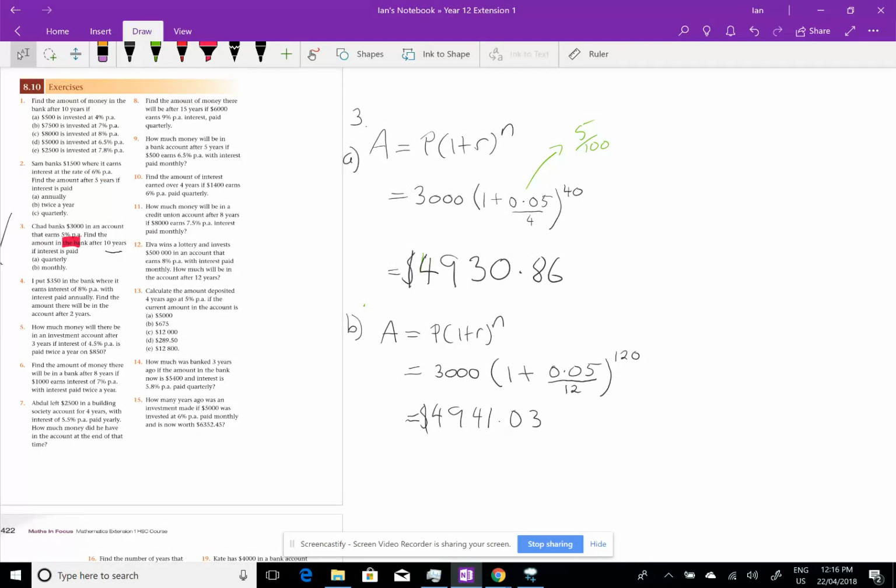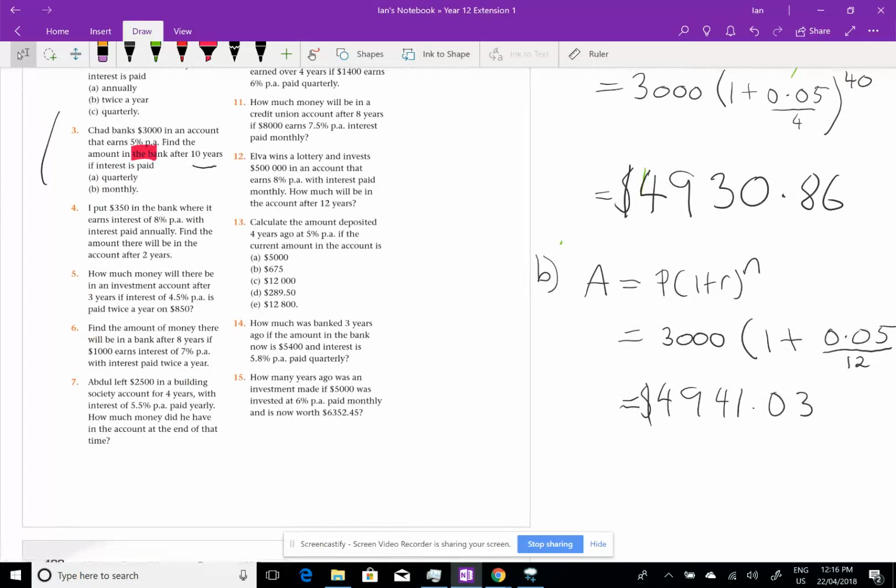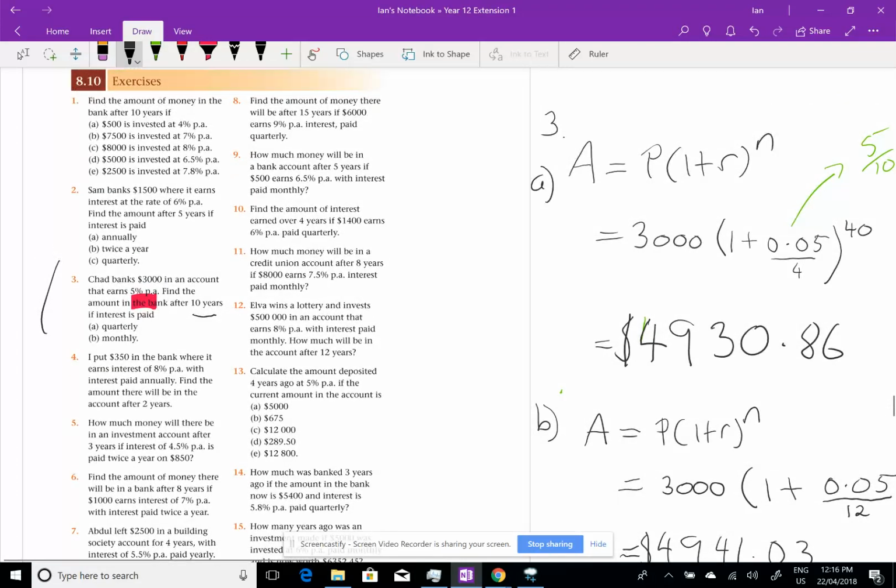So these sort of questions are going to go on. They're going to say, well, find the amount. They might say, find the principal. So if I look at these questions, they're pretty standard. Find how much money will be in the bank, how much money will we have in the account at the end of that time. So they're all pretty standard. 15 years. Let's have a go at 8.